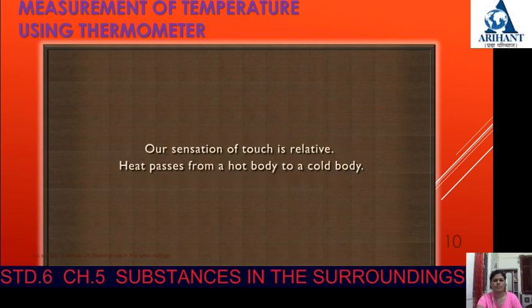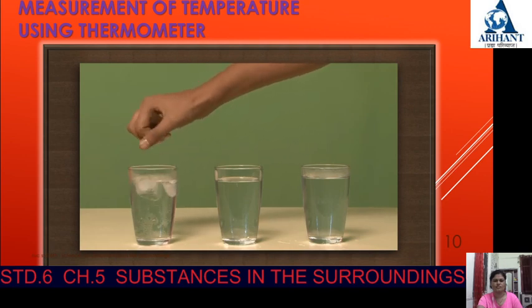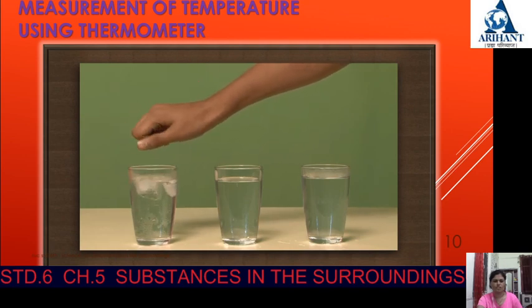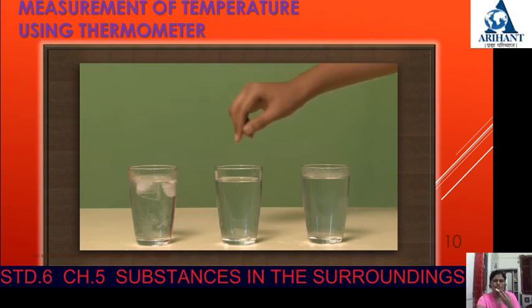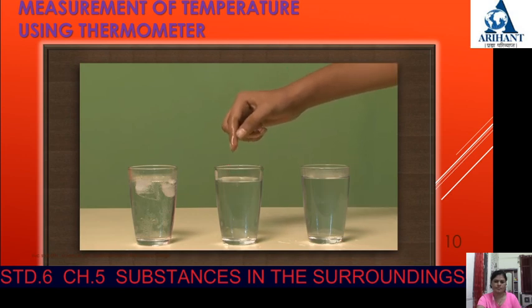Our sensation of touch is relative. Heat passes from a hot body to a cold body. Let us learn this with an experiment. Here is a glass of ice cold water. See, this is ice water. This water is at room temperature. And this is hot water.